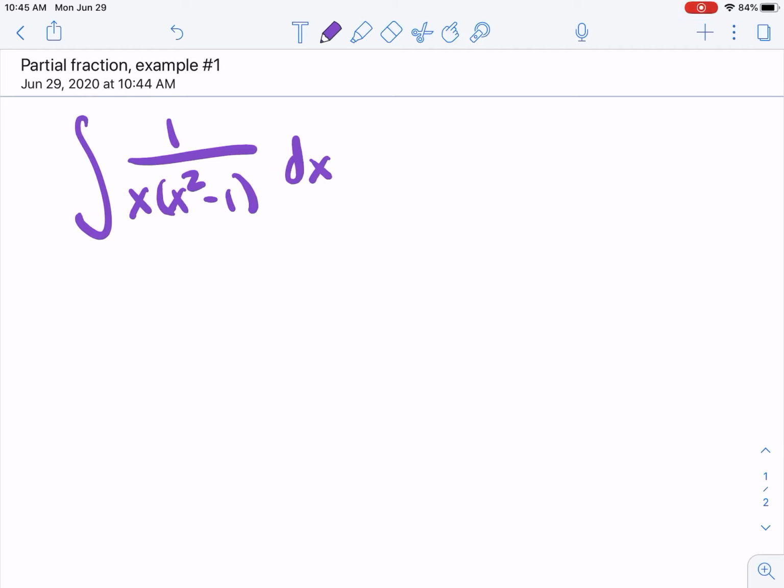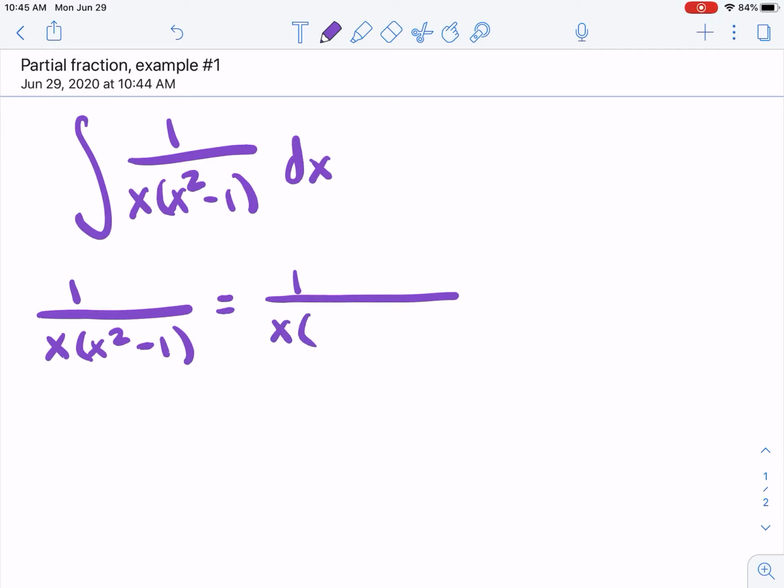So the real question that we have to ask is, what is the most general set of things that could combine to give us this common denominator? What could give us x times x squared minus 1 as a common denominator? In order to answer that question correctly, we need to recognize that x squared minus 1 is actually x minus 1 times x plus 1. So we need to factor the denominator completely in order to answer this question.